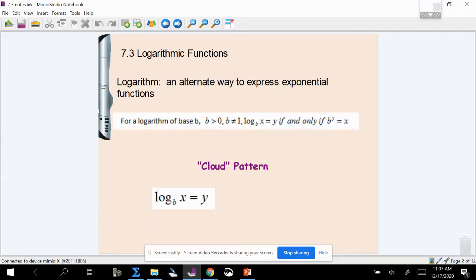We are moving into our next topic, which is going to connect to the exponential equations that we did before, but now we're looking at another way to work with exponents. This is one of the first topics that is completely brand new in Algebra 2. And this is looking at something called a logarithm.